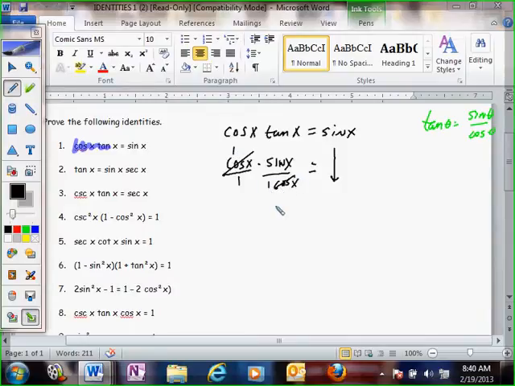So 1 times sine x is sine x. 1 times 1 is 1. And then obviously sine x over 1 is sine x. And voila, we have sine x is equal to sine x. And we have successfully proven that cosine x times tangent x is an equivalent expression to sine x. Okay? We're going to look at a few more.